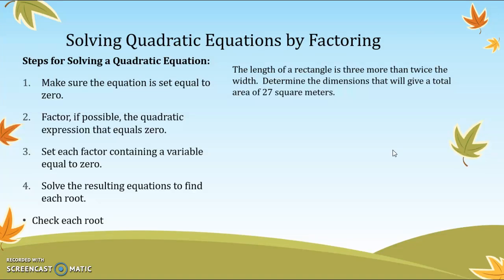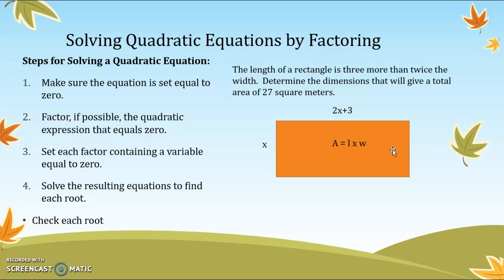The length of a rectangle is 3 more than twice the width. Determine the dimensions that will give a total area of 27 square meters. I'm going to first start off by drawing a rectangle. We have no clue what the width is. It gives us no hints, so we label that side as x. I then know that my length is 3 more than twice the width. So 3 more than twice whatever our width is will give me the length of our rectangle.